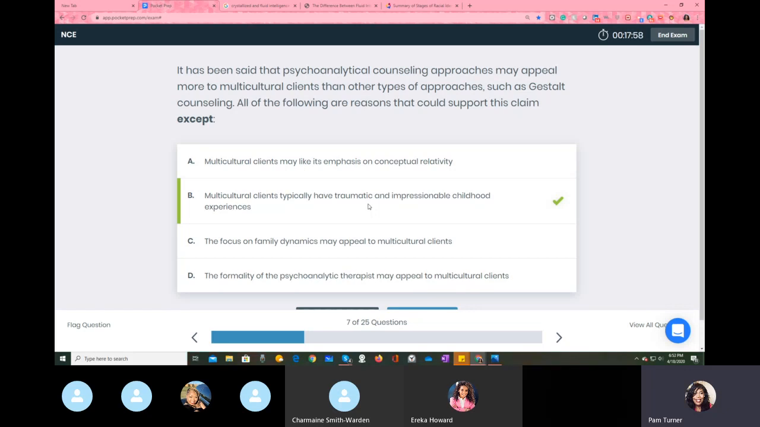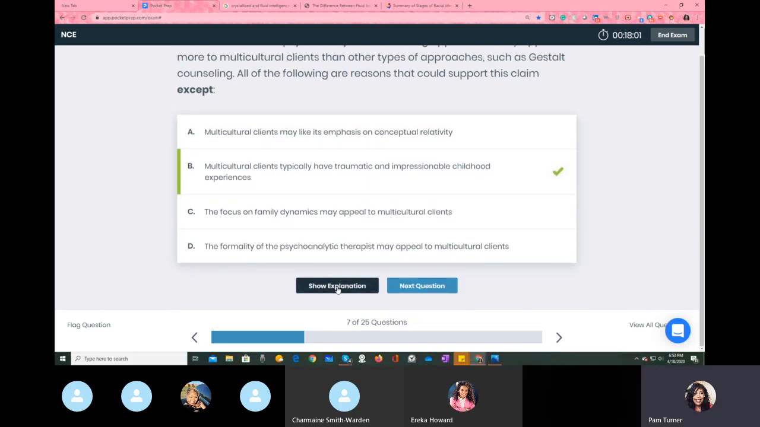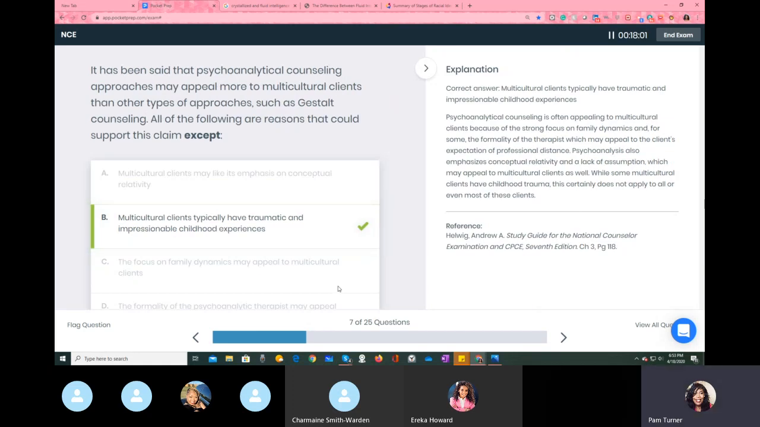Yeah, she gets the bell. I won't even make you explain it. I'll just show the explanation. Psychoanalysts also emphasize conceptual reality, etc. So then, are you going to suggest to me that all people of color don't have traumatic childhood experiences, Crystal? They don't. So exactly, they don't. So all of these things are true except for that one. Okay, good.